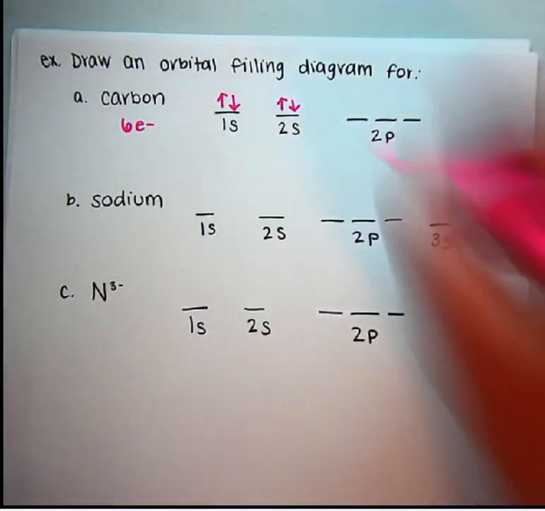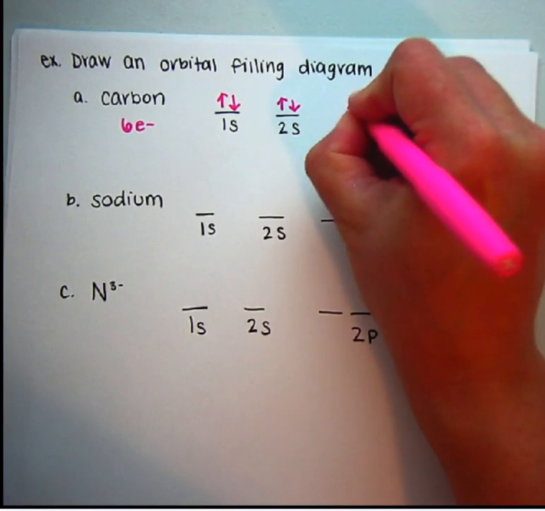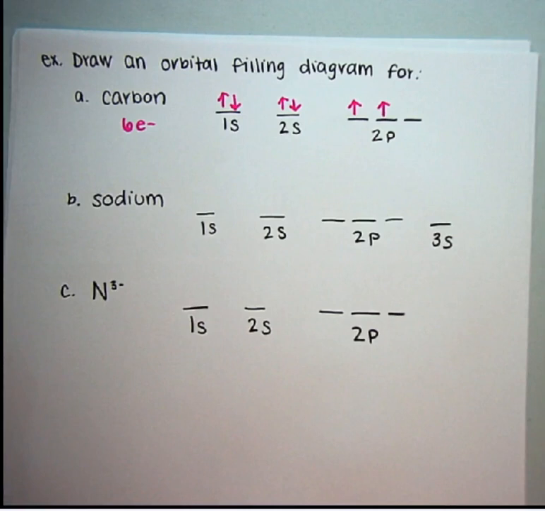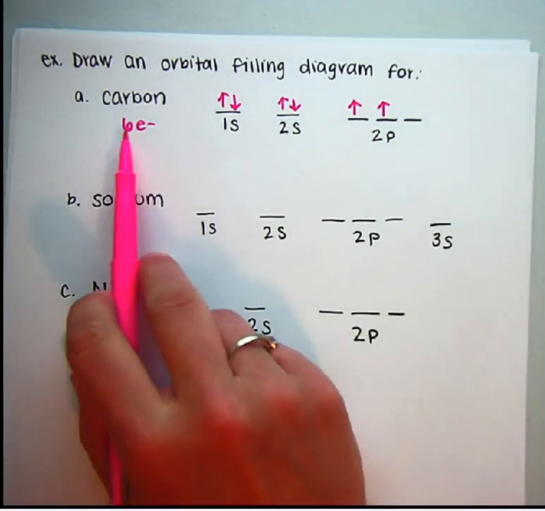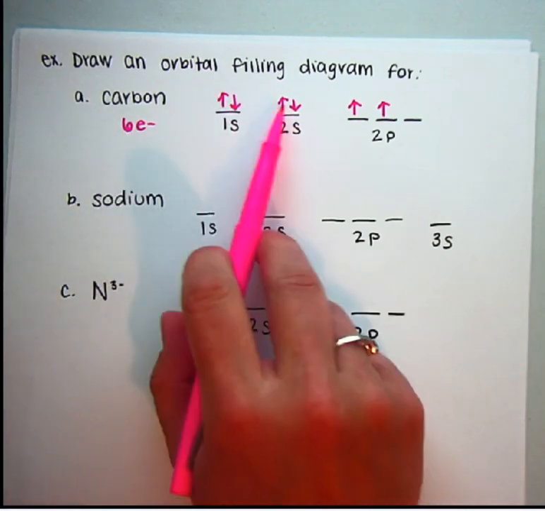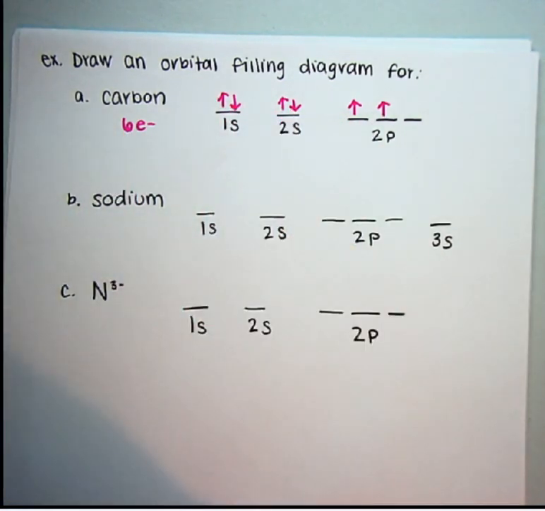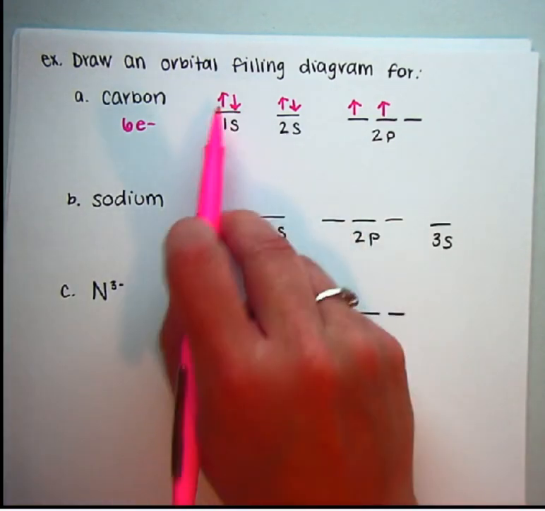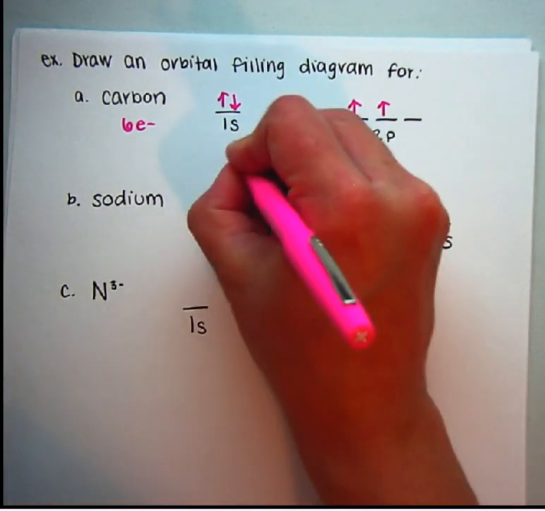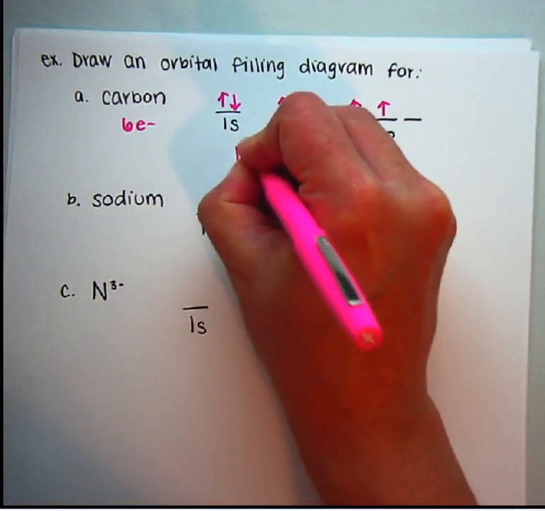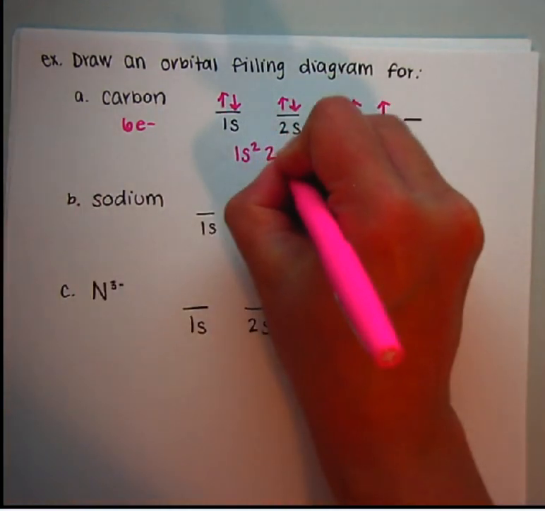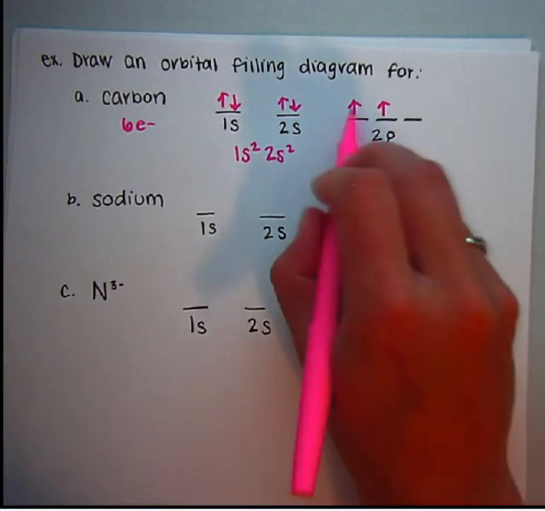Once I get into the 2p, remember Hund's rule, seats on the bus, fill every empty orbital with an electron before they pair up. P could hold up to 6 electrons, but remember we only need 6 total. 1, 2, 3, 4, 5, 6. We could then convert this right to an electron configuration. Remember, arrows represent electrons. Carbon's electron configuration would be 1s2 because I have 2 electrons. 2s2, 2p2.